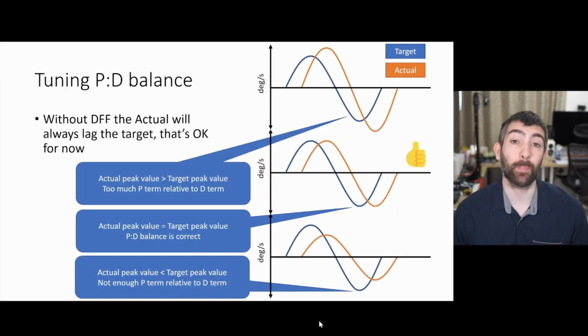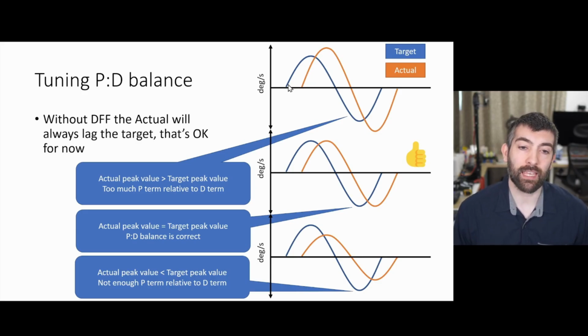When we're tuning PD balance based on time series data, what we're going to be looking at is the relationship between the actual value and the target value. We will find that without any derivative feed forward, the actual value is always going to lag behind the target value a little bit. And that's okay, that's normal, that's what we want. What we need to look at is the relationship between the actual peak value and the target peak value in the time series data to determine if we've got the right PD balance.